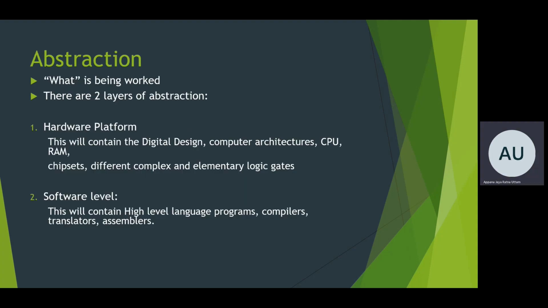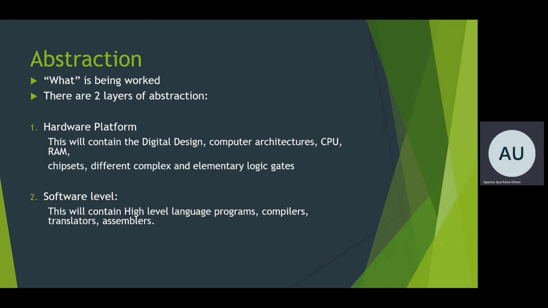There is a thing called abstraction. In programs, we want to know how things can be executed and worked, but how what is being worked is called abstraction. In the computer, there are two layers of abstraction. One is the hardware platform and another is the software level. The hardware platform is the basic foundation of all computers and all operating systems.